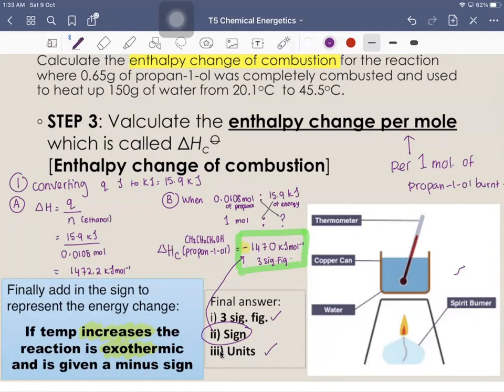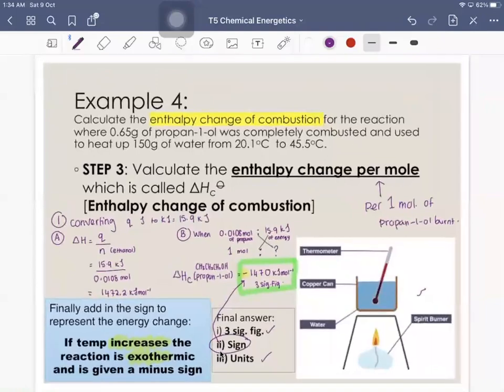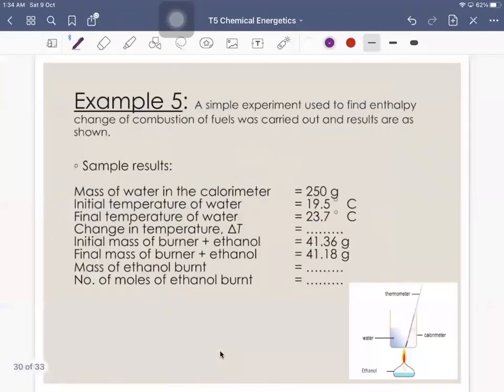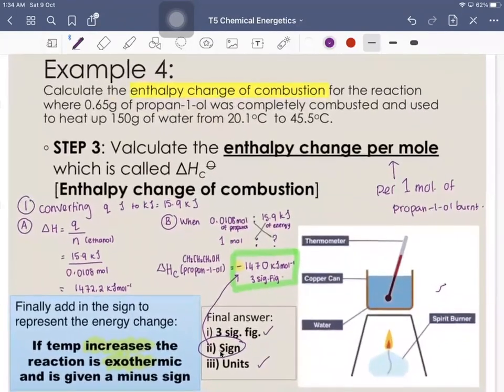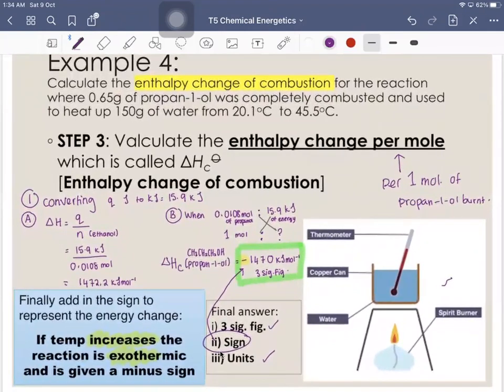If you want to work this out, please make sure you check the calculations are correct and you understand the steps. If you don't understand it, please let me know. I will do 2 more examples, I think, when it comes to calculating enthalpy change experimentally. I will stop here for now.